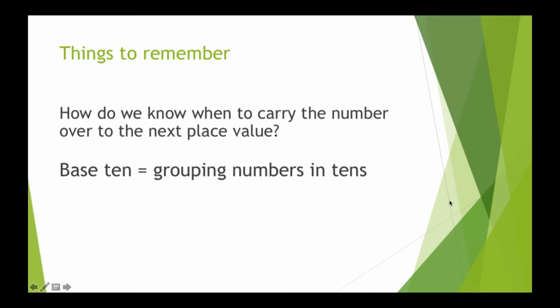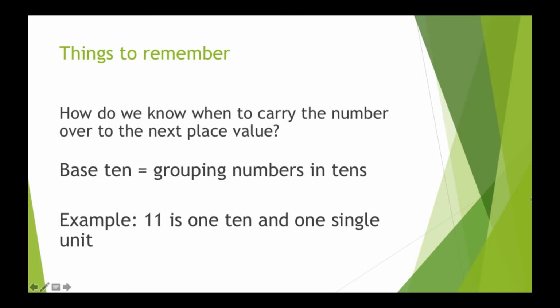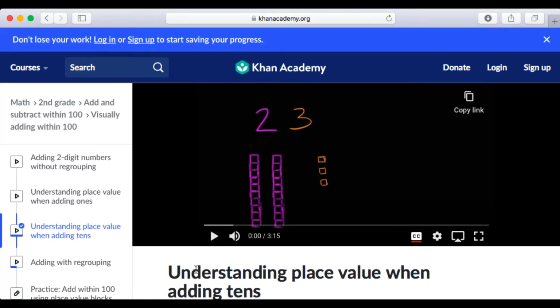So when we are adding, we need to remember that when our numbers for one place value go over 9 and equal at least 10, we will have to carry the number that is in the tens place to our next place value and start adding in that place value. An example of this is 11. 11 is made of one 10 and one single unit, which another way of saying that would be 10 plus 1, which equals 11. So I want you to remember this as we work through our problems today. So we are going to start today with a video.